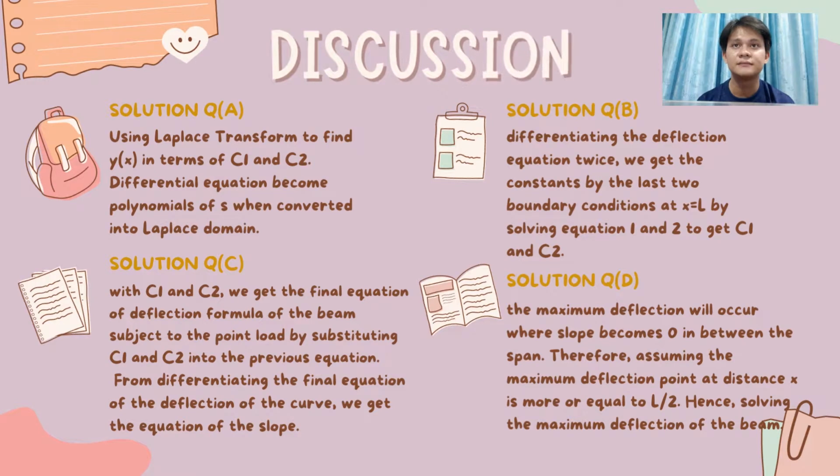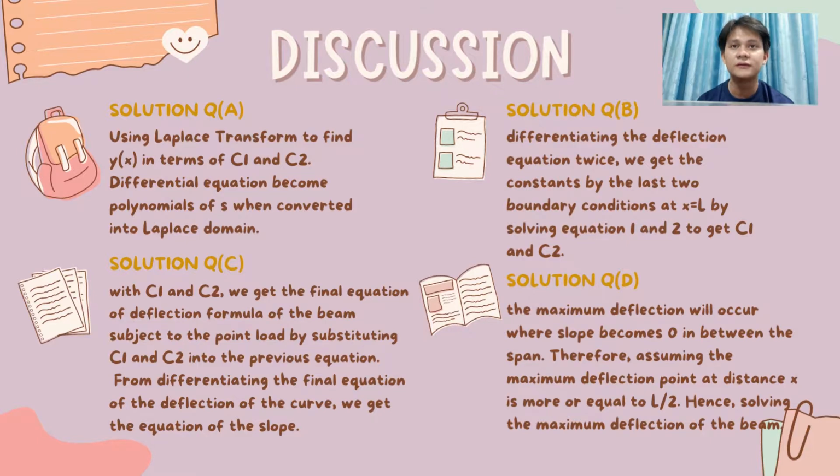For discussion, solution for question A: using the Laplace transform to find y(x) in terms of C1 and C2. The differential equation becomes polynomials of s when converted into the Laplace domain. Solution for question B: differentiating the deflection equation twice, we get the constants from the last two boundary conditions at x equals L, by solving equations 1 and 2 to get C1 and C2.